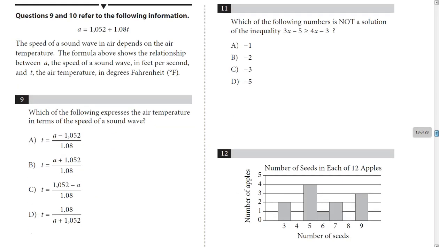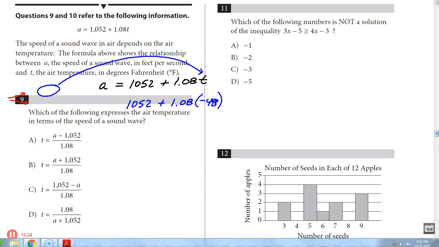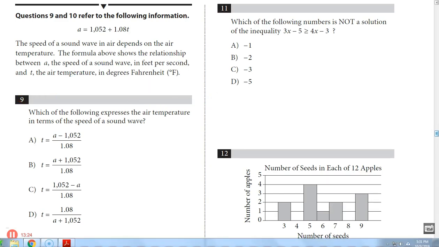All right, let's scroll back up. Let's look at number 11. Number 11 looks a little bit tricky in that it says, which of the following numbers is not a solution to that inequality? So I'm looking for it to not be a solution.